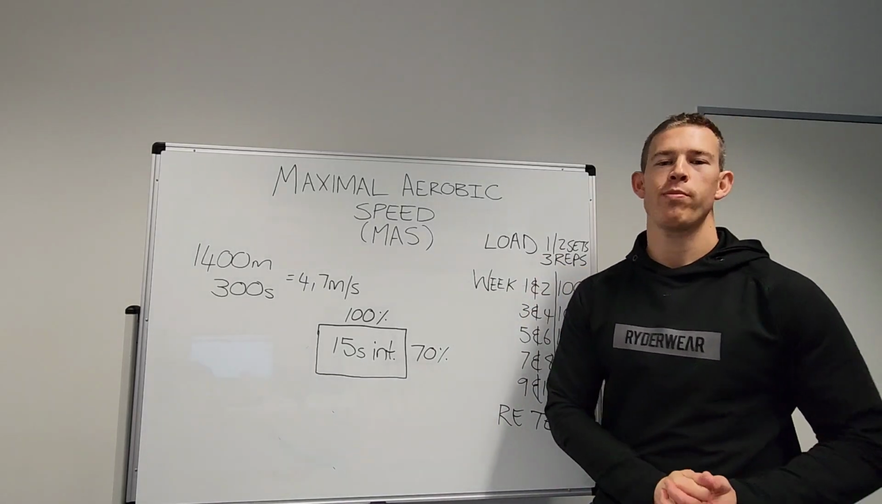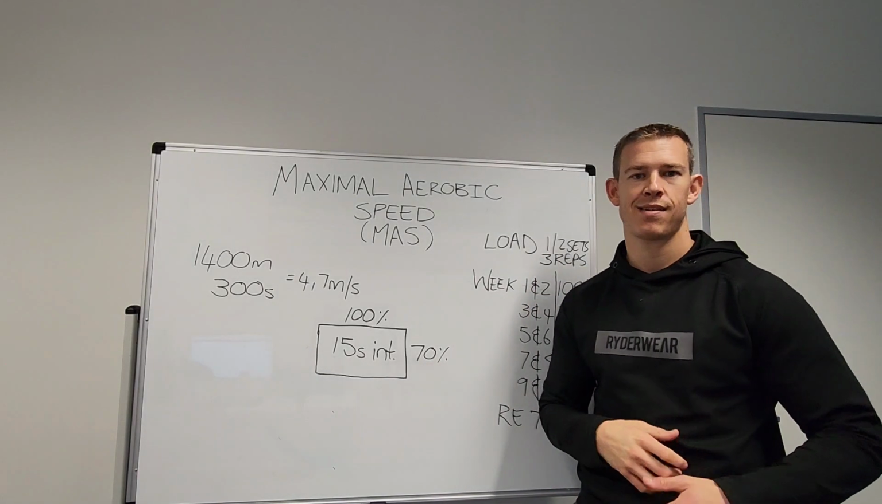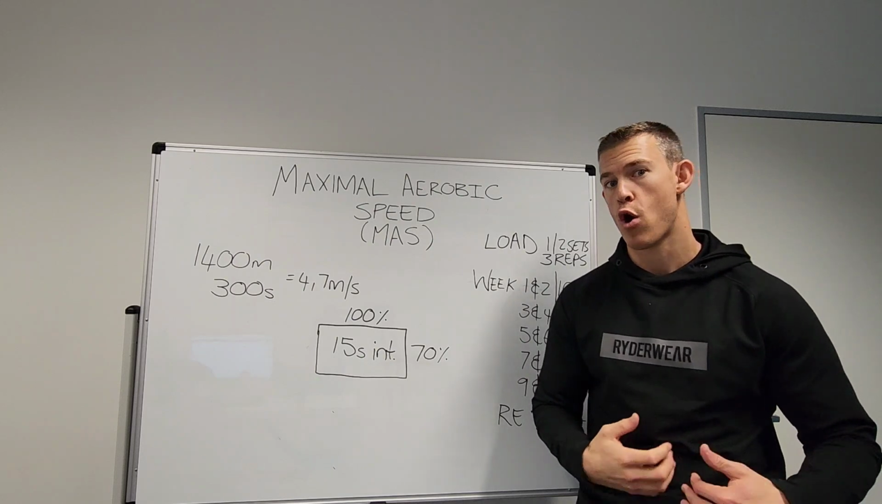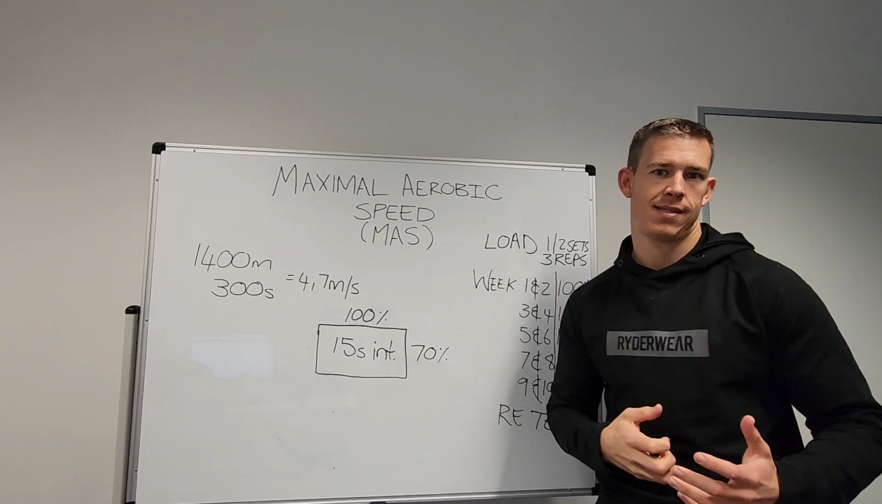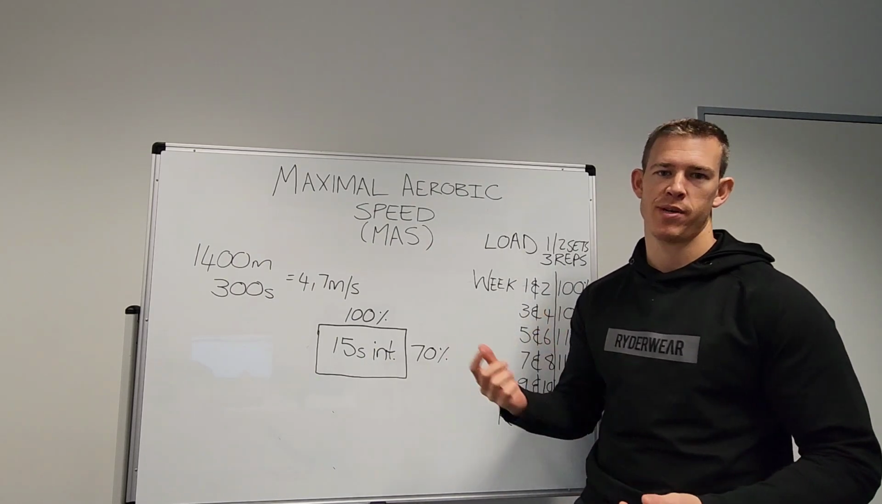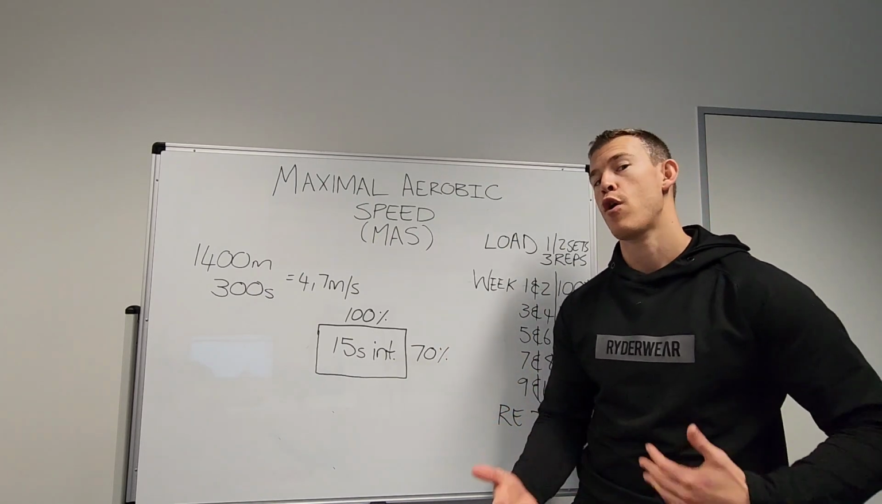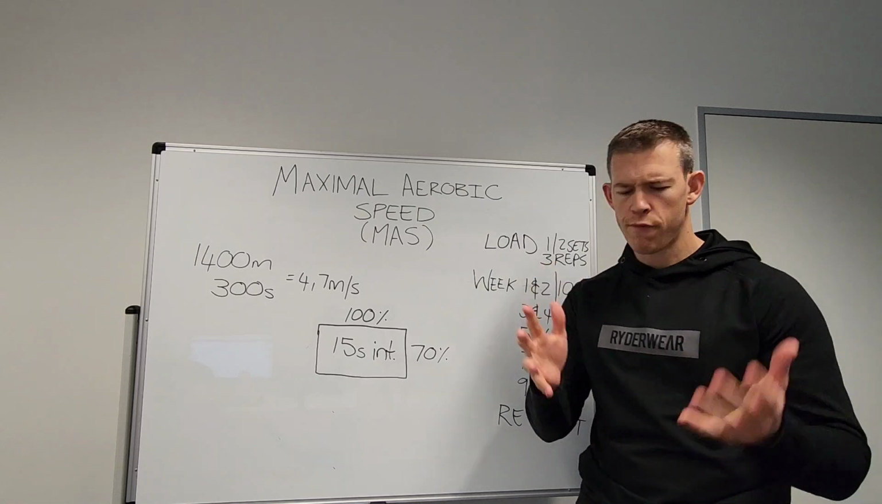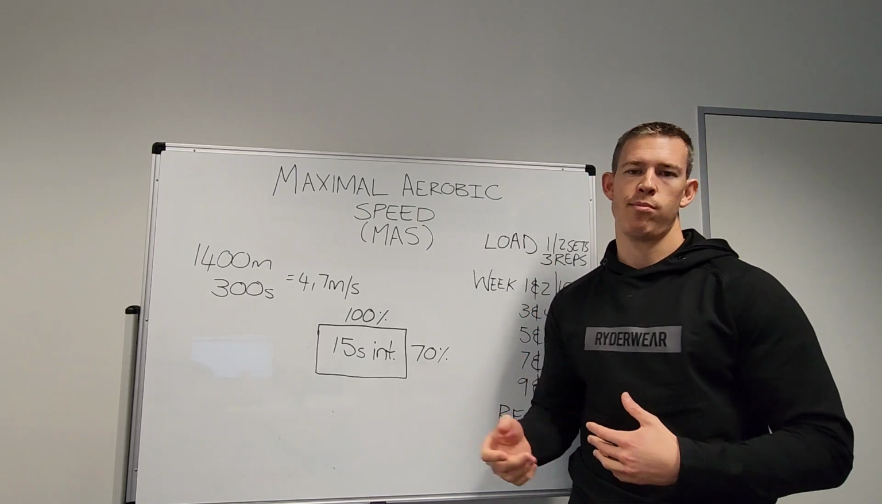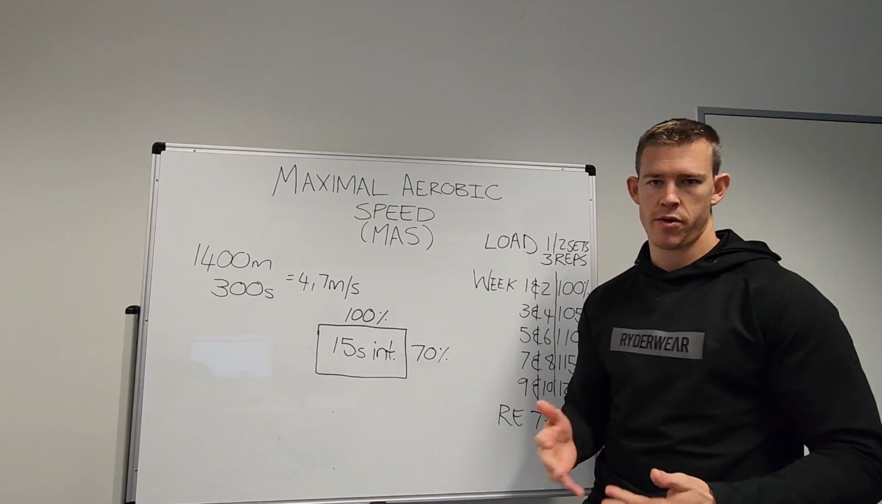So maximal aerobic speed. This relates closely to maximal aerobic performance. Thus, increasing the maximal aerobic speed, or the MAS, will provide that building of aerobic capacity. So firstly, we need to establish your maximal aerobic speed, or your MAS.